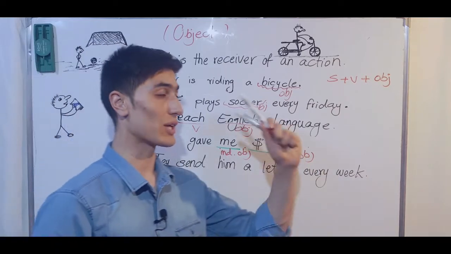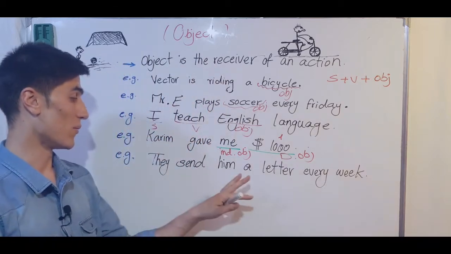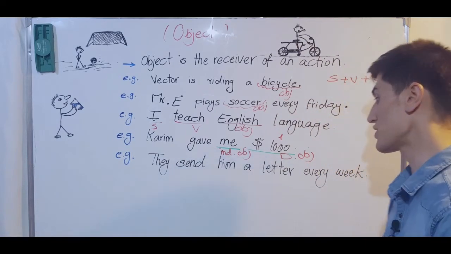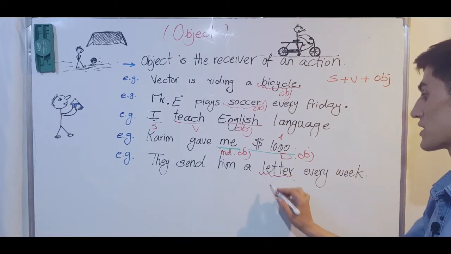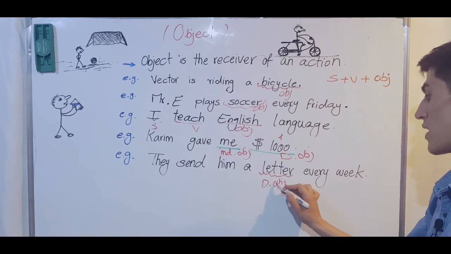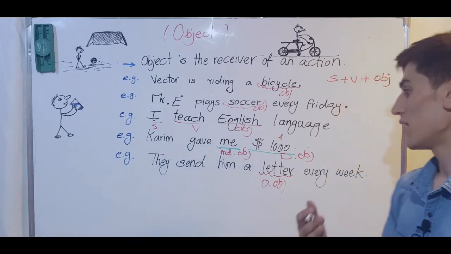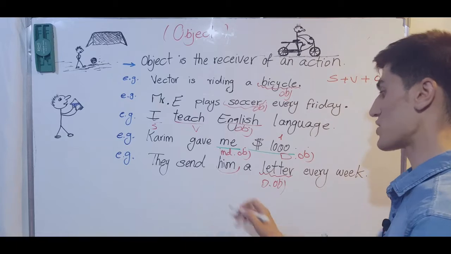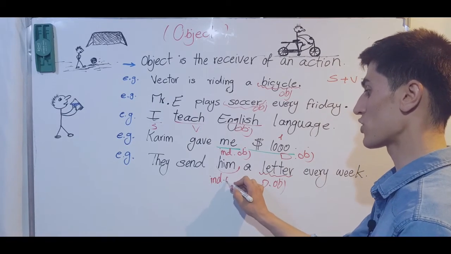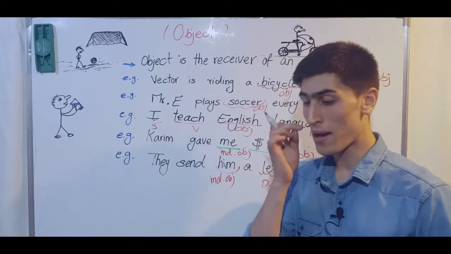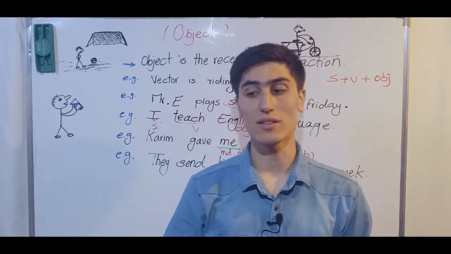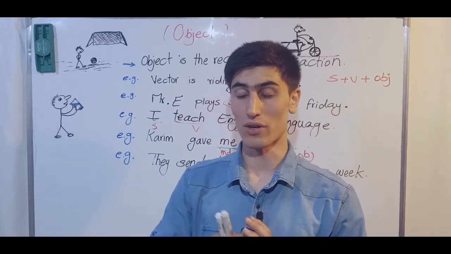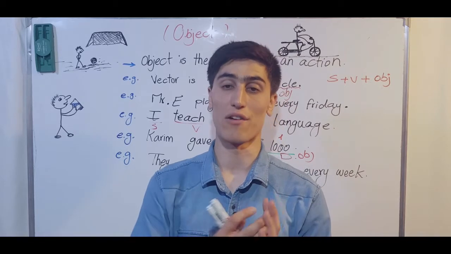Good. Look at the other example. They send him a letter every week. Now they send him. What is sent here? What receives the action? Of course, the letter is sent. So the letter is the direct object. Now who receives the letter? Him, which is the object pronoun for he, receives the letter, and now he is the indirect object. Again, direct object receives the action directly. Indirect object receives the direct object. That's it.